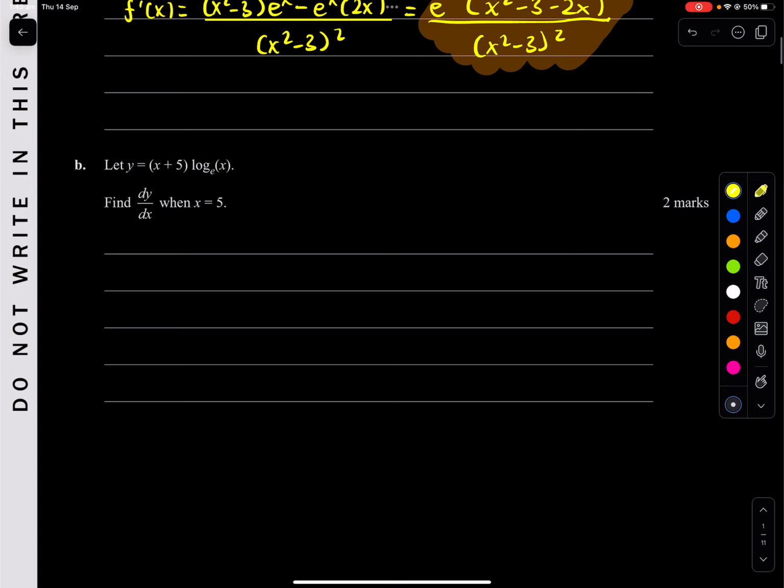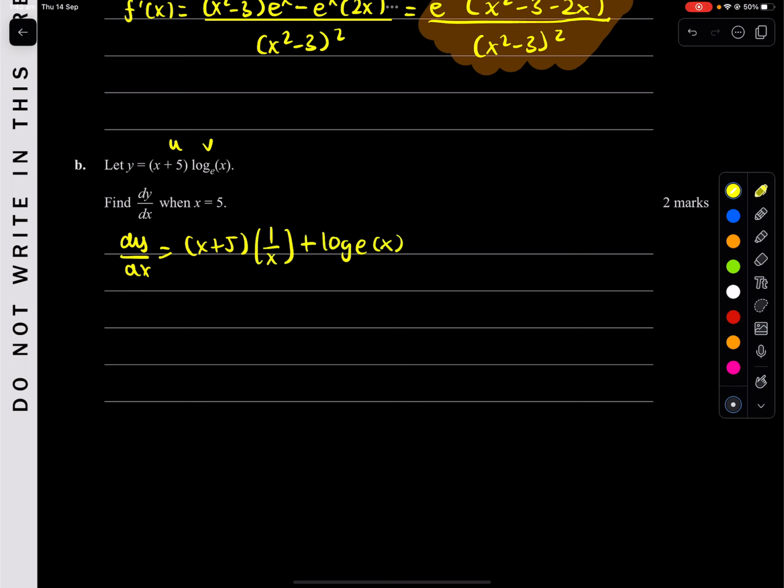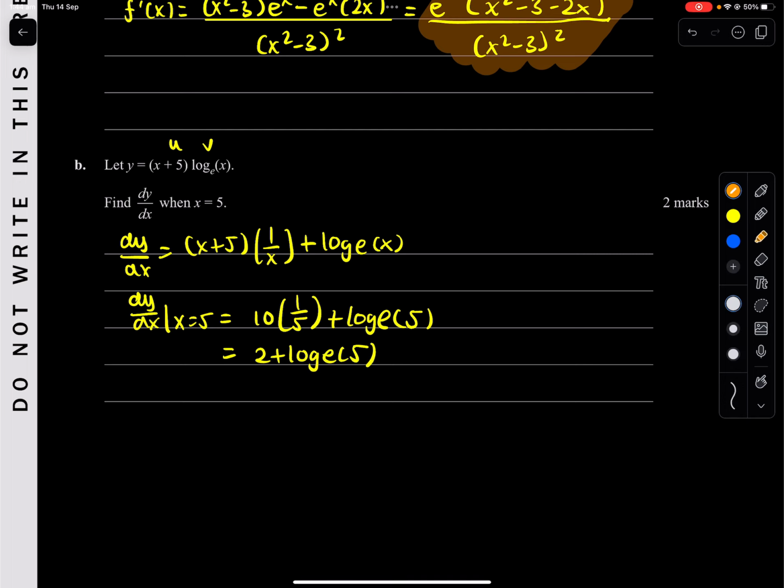Yeah. So let y equal this. Okay, so this is u and that's v. So we're going to use the product rule here. So dy/dx is (x plus 5) times 1 on x, plus log e of x times 1. And we know that dy/dx when x equals 5 is 10 times 1 on 5, plus log e 5. That'll be 2 plus log e 5. That's that for that one.